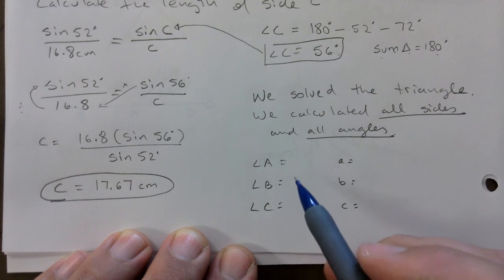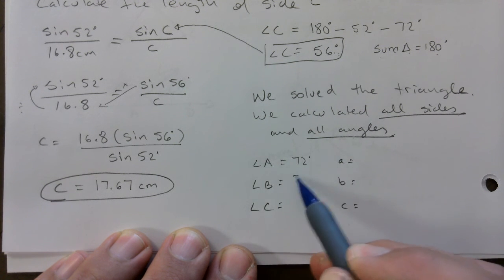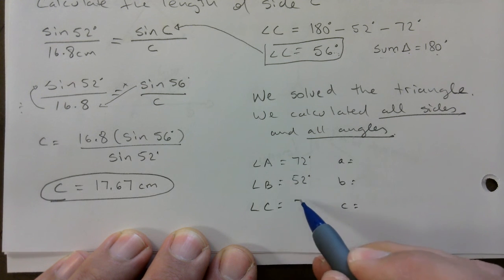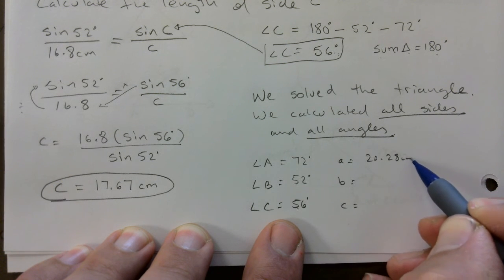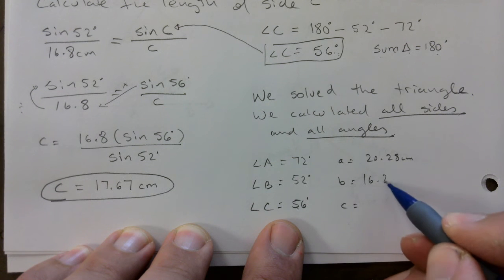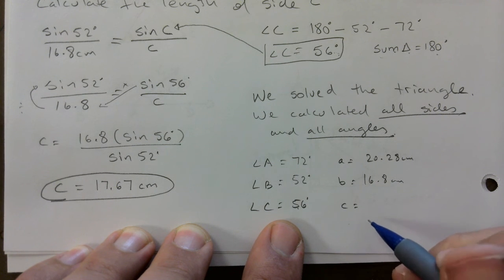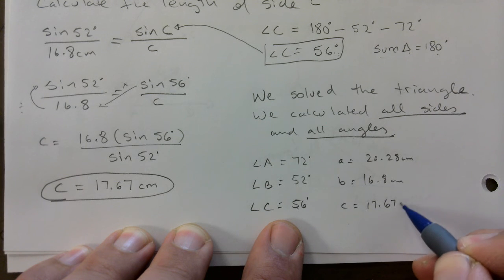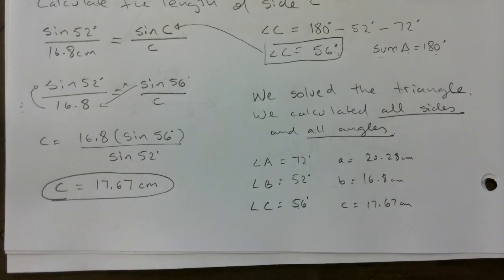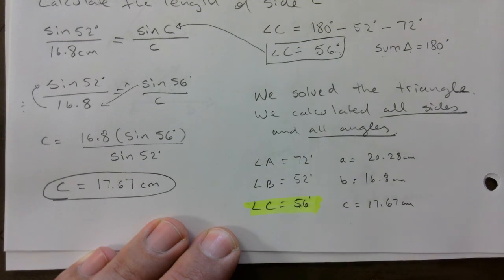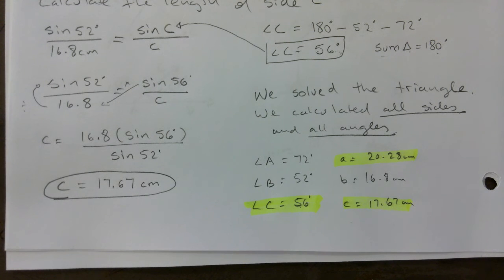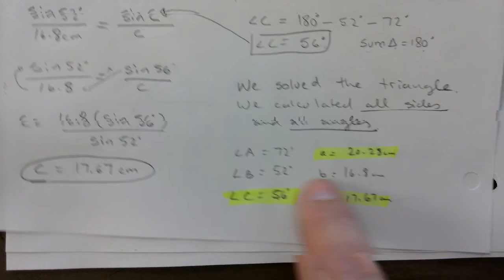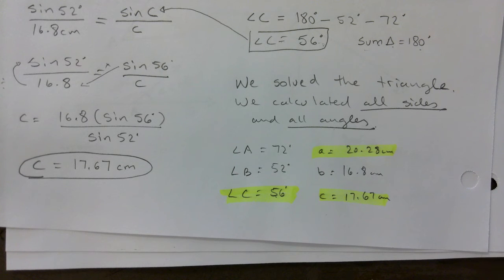Angle A was 72, angle B was 52, angle C is 56. We found that one. A was 20.28 centimeters. B is 16.8 centimeters. C is 17.67 centimeters. And I found these ones. I found that one. We found that one, and we found that one. So how many pieces did I need to have in order to solve for the other 3? You need 3 pieces of information, okay? Otherwise, you cannot do it.